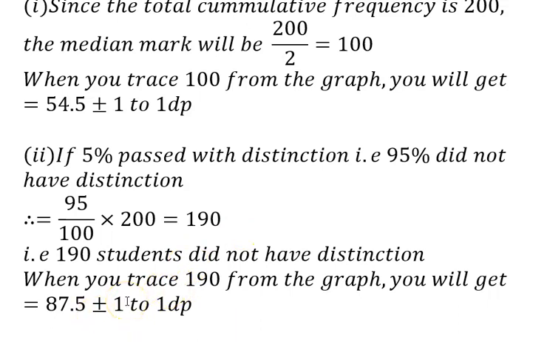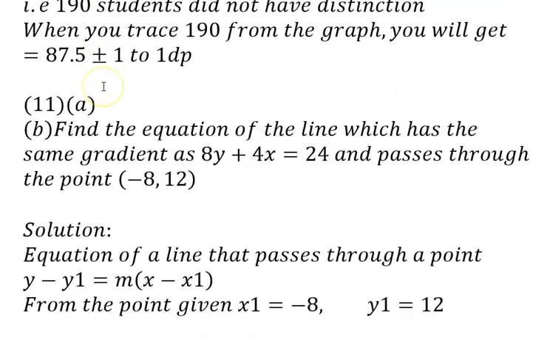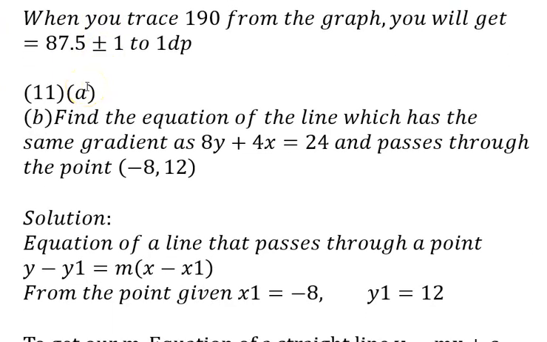So let's jump straight to question number 11. The first question for this number 11, the diagram is not clear. So we have a little issue with the diagram. So let's go to the B part. Find the equation of the line which has the same gradient as 8y plus 4x equals 24 and passes through the points minus 8 and 12. Now look at it.